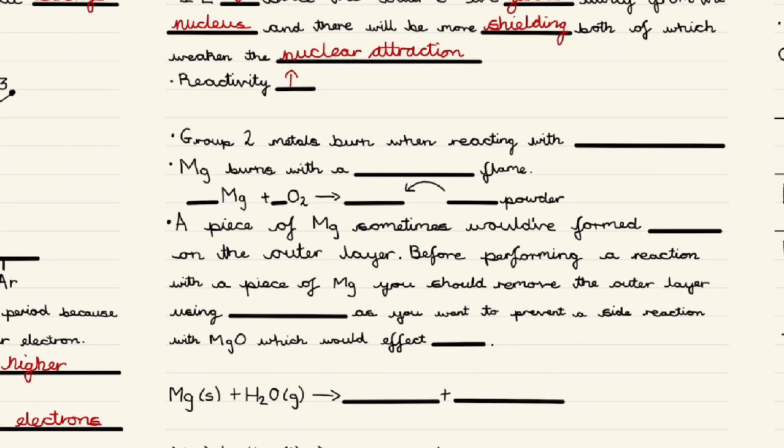So group 2 metals burn when reacting with oxygen, and you need to know that magnesium burns with a bright white flame. The equation for this reaction looks like this, and the magnesium oxide formed is a white powder. So if you get a piece of magnesium, sometimes it would have formed magnesium oxide on the outer layer. Before performing a reaction with a piece of magnesium, you should remove the outer layer by using emery paper, as you want to prevent a side reaction with magnesium oxide, which would affect the rate.